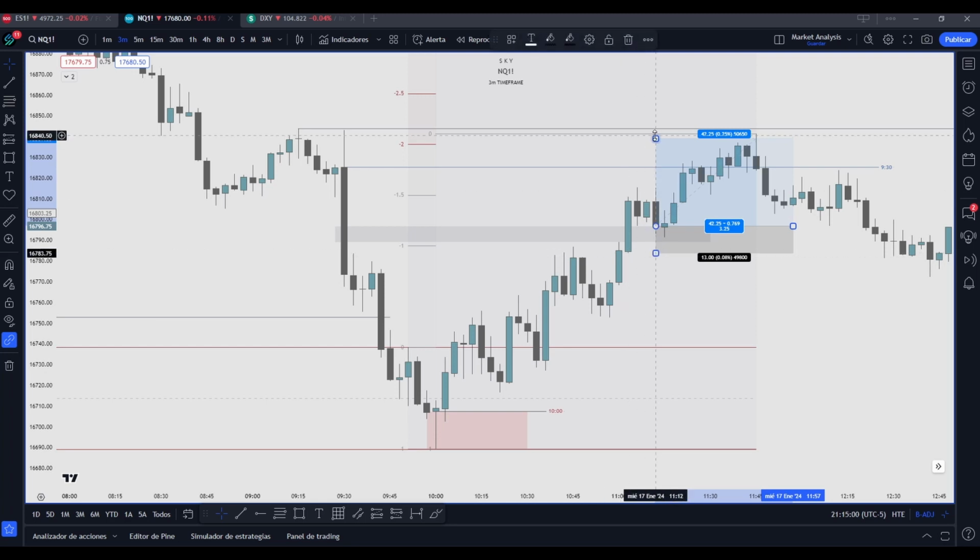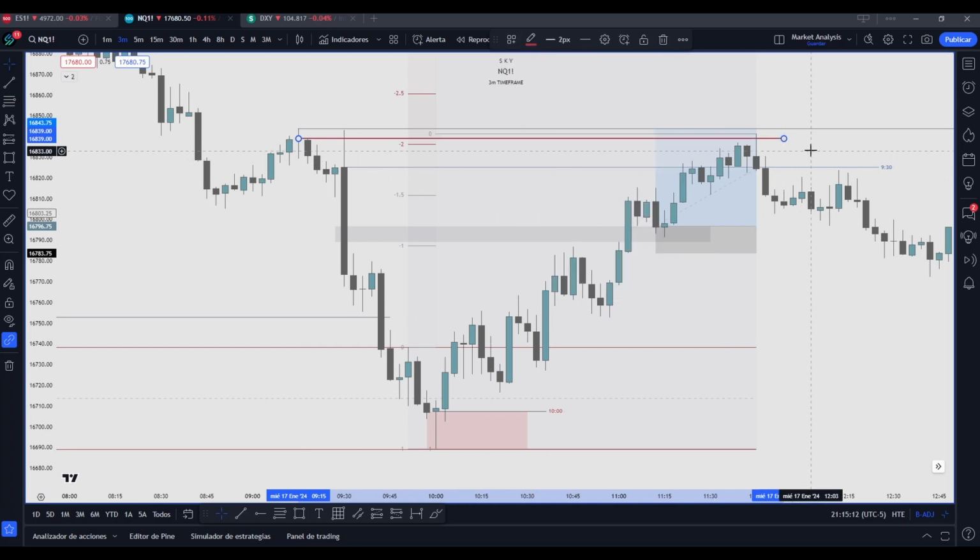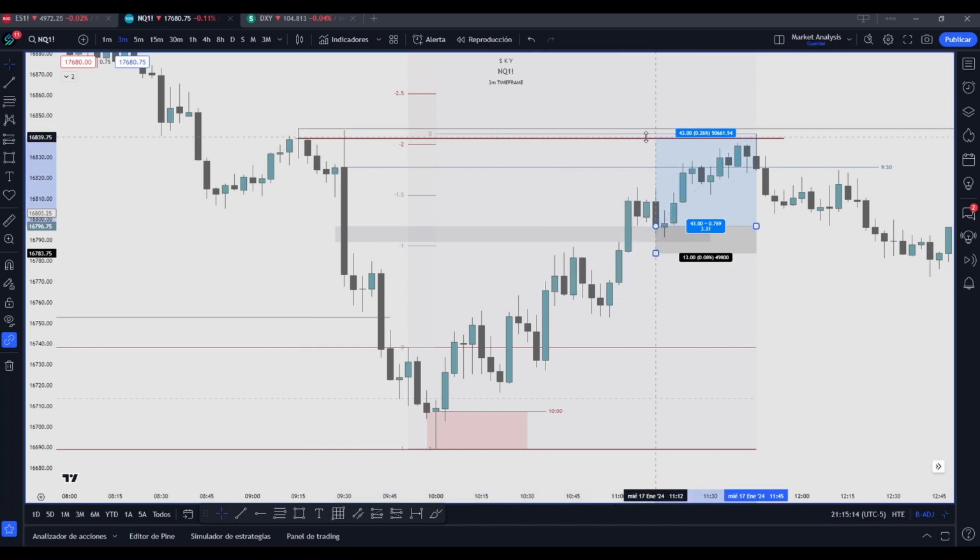Maybe placing a stop loss around here, as you wouldn't be getting tagged, maybe taking some partials on your rejection block, or closing the trade. And you will be getting a 3 risk to reward.